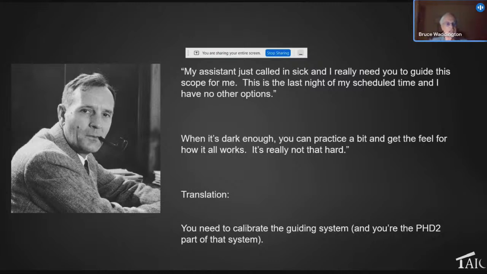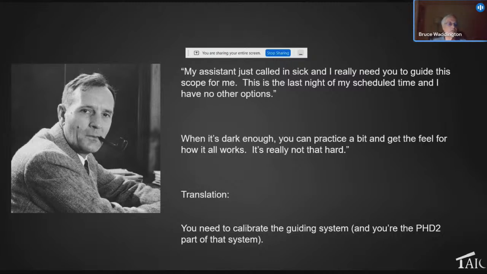And so what he's asking is for you to take over and guide this thing. He says, you know, you look like a reasonably fit person. You've obviously got a reasonable amount of stamina, and it would really help me out if you could do this. I don't really have any other options. So you say, well, I haven't ever done this before. And he says, well, it's not that big a deal. You'll get the hang of this very quickly. In a few minutes, when it's dark enough, we're going to slew the scope over to a nice rich star field, and we'll just let you practice for 15 or 20 minutes until you get the hang of it.